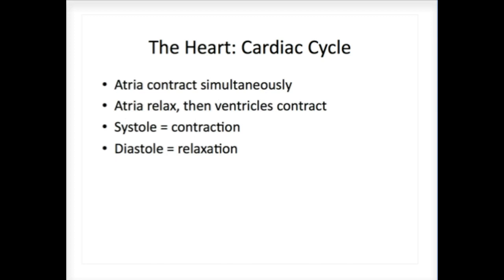Now, the cardiac cycle results in atria contraction simultaneously. Then when the atria are relaxing, we have the ventricles contract. Systole is contraction, diastole is relaxation. This is key right here. Typically as one is relaxed, the other is contracting. So if the atria are contracting, that means the ventricles must be relaxing. So systole is contraction. When the atria have systole, the ventricles have diastole.